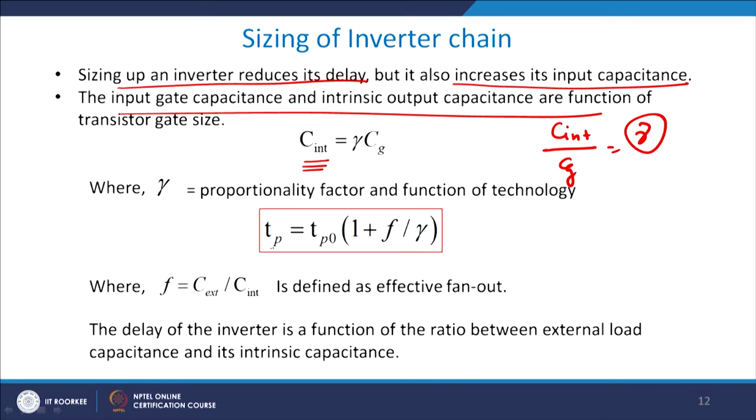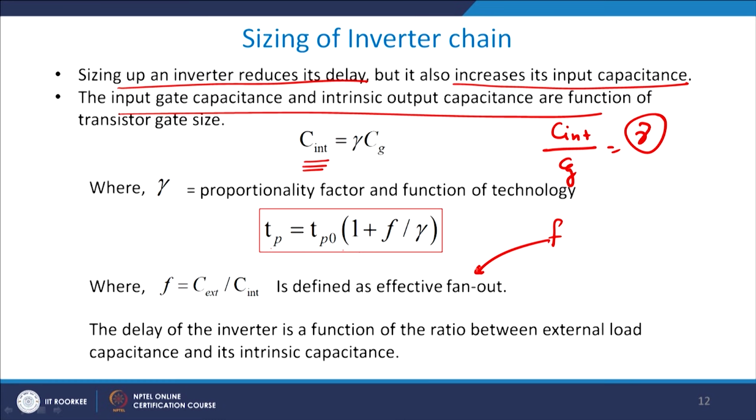So, what I do, I just simply make it Tp equals Tp0 times (1 plus F by gamma), because gamma is C internal by Cg and F is equal to C external by Cg, and therefore I get Tp equals Tp0 times (1 plus F by gamma), right. F is defined as the effective fan out, right, it is defined as the effective fan out.